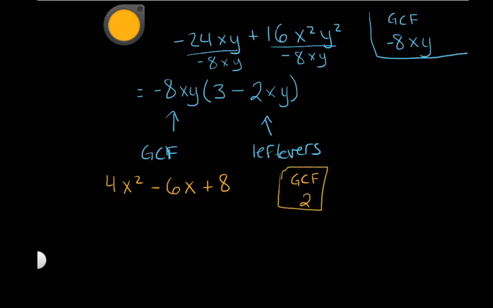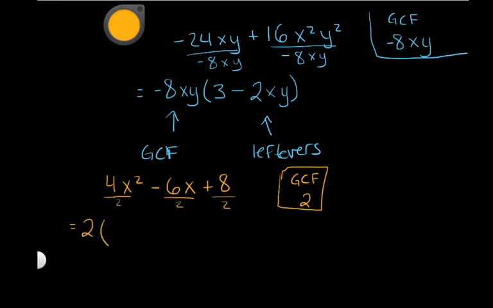Okay, so the biggest thing I can pull out is a 2. I'm going to put equals 2, because in the previous question we took out a negative 8xy. Why can't I take any variables out here? This has an x squared, this has an x, but the 8 doesn't have an x on it. So x is not common to all of the terms. So the biggest thing I can take out is just that number 2. So I'm going to divide everything here by 2.